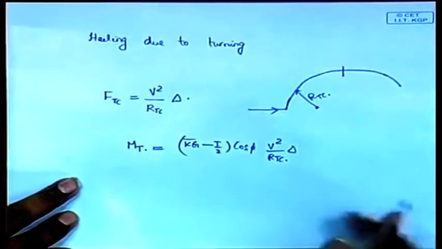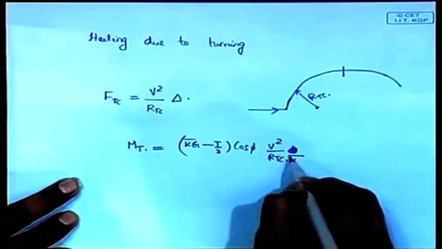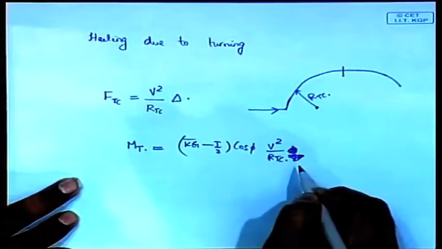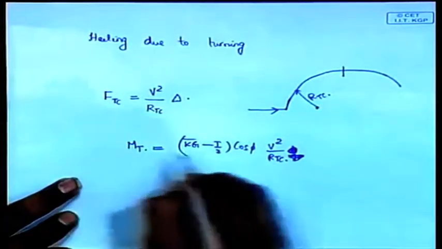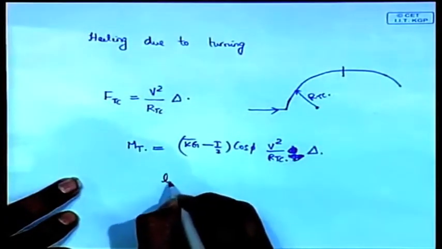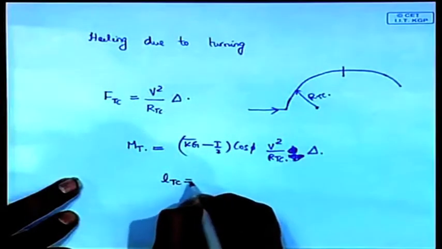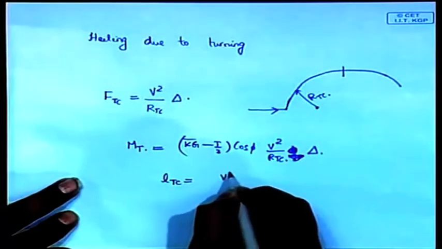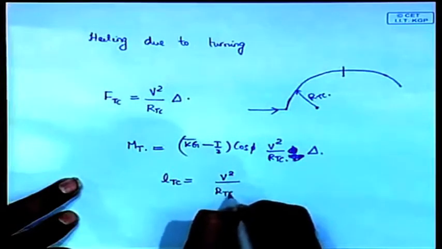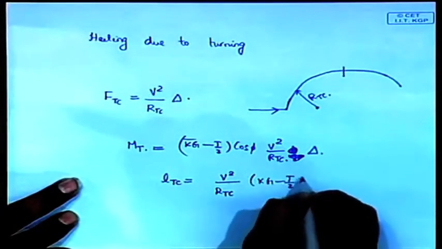And when you divide the moment by delta, that will give you the turning arm. This is the heeling arm. So let us call it Tc itself; it will be V squared by R Tc into (KG minus T/2) cos phi.